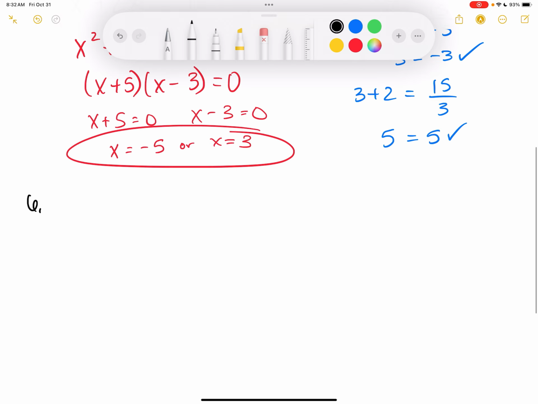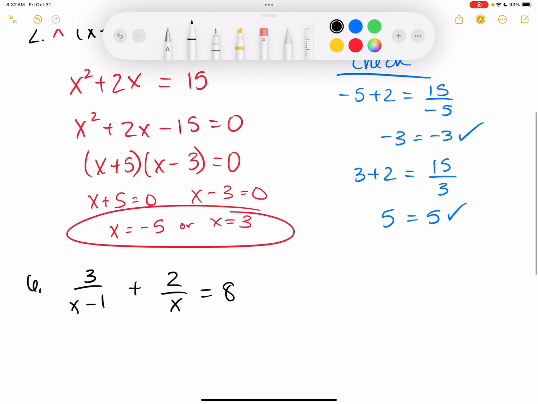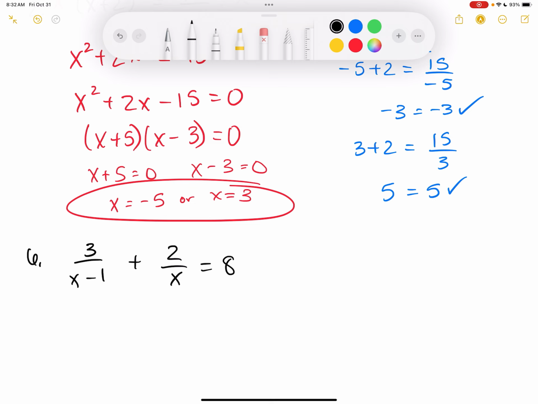Number 6: 3 over x minus 1 plus 2 over x equals 8. So with this one, these don't have a common denominator, or it's not like the previous one where there was just an x on the bottom. So I'm going to have to multiply the whole thing by both of these things.